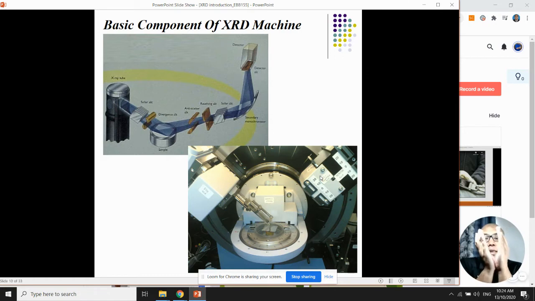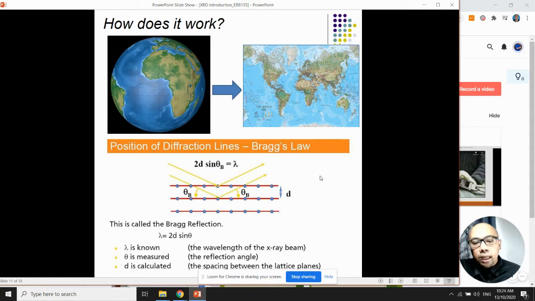Later on I will show in the video. I will post in this e-learning the video of how our XRD machine in the laboratory works. As I mentioned earlier in my video, with XRD we can measure only crystalline materials. Normally we need to measure the crystalline materials. So how do we want to do this?